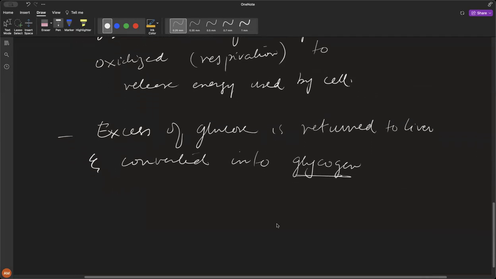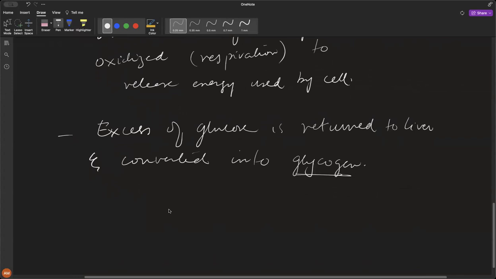and the liver turns it into glycogen. Who advises how much glucose needs to be converted into glycogen? Who tells that? Insulin. Insulin tells the liver how much glucose needs to be converted into glycogen. All right.